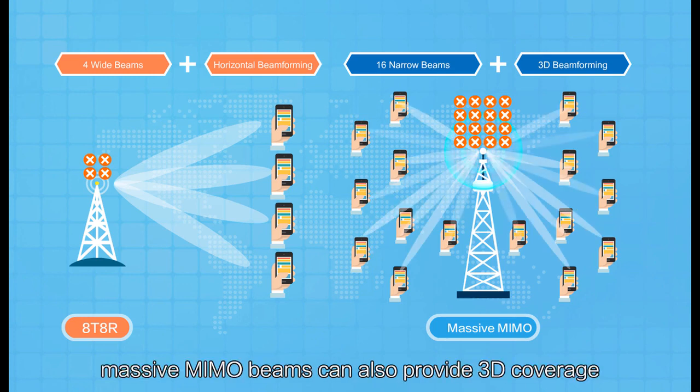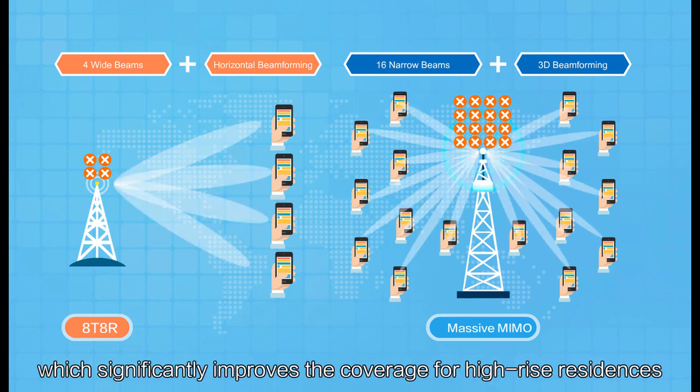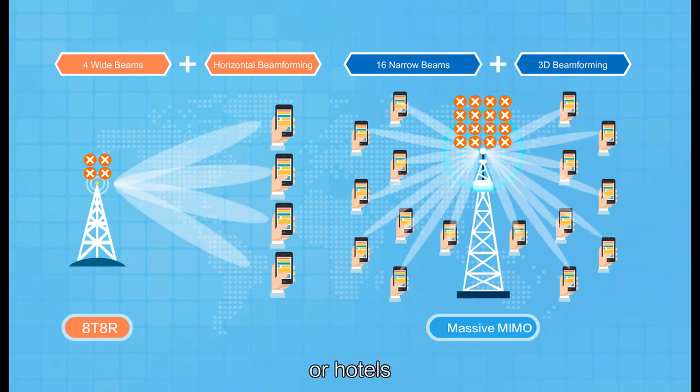In addition, Massive MIMO beams can also provide 3D coverage. Both horizontal and vertical beams can be created, which significantly improves the coverage for high-rise residences or hotels.